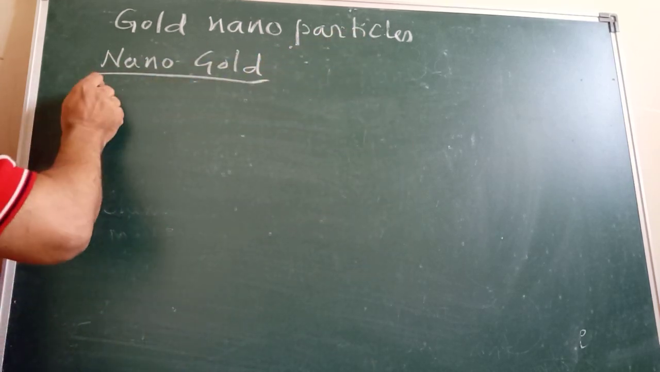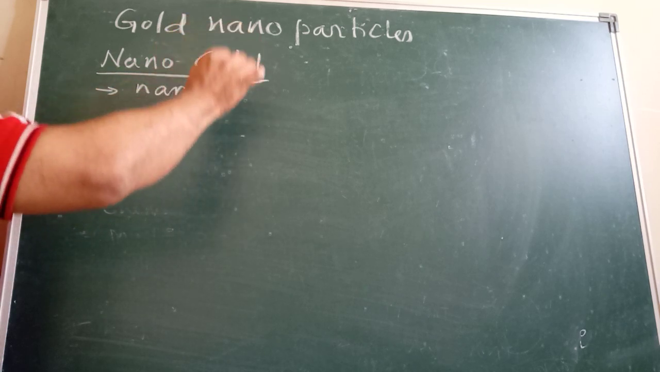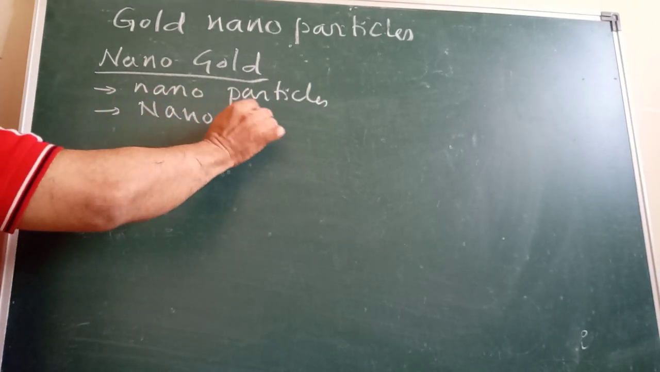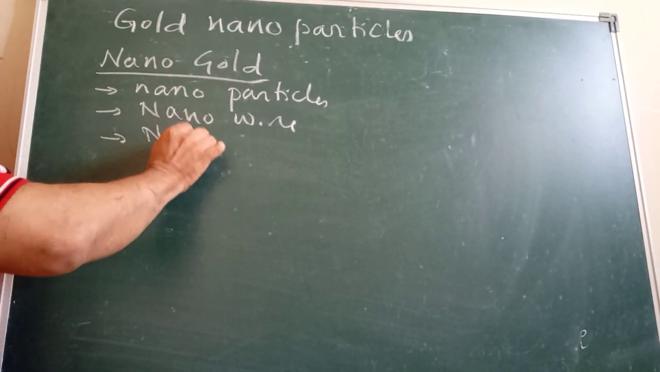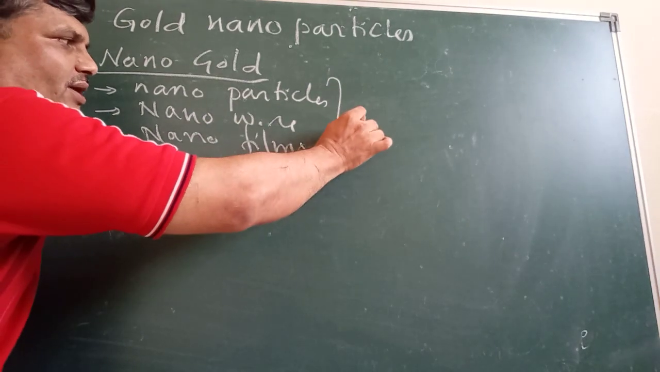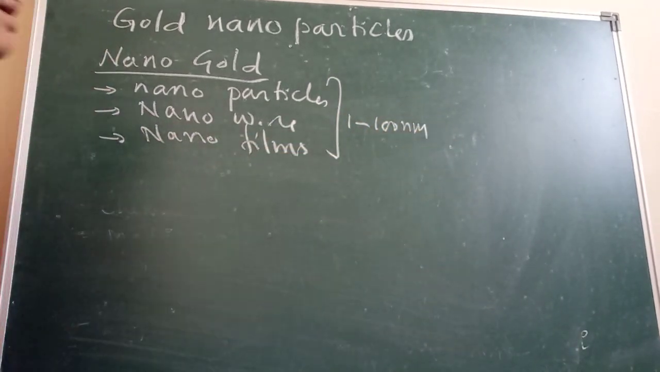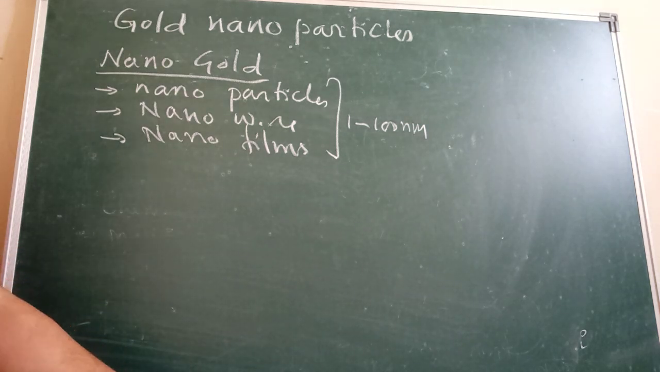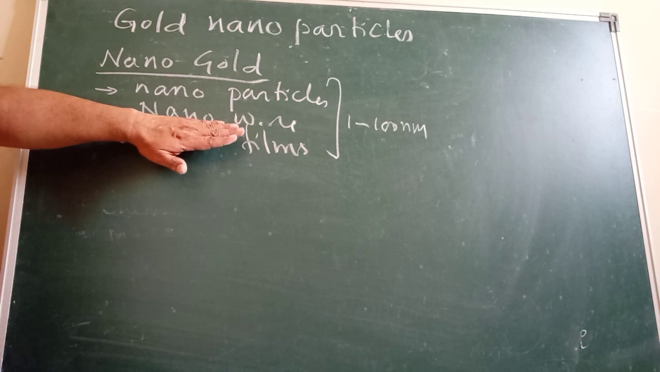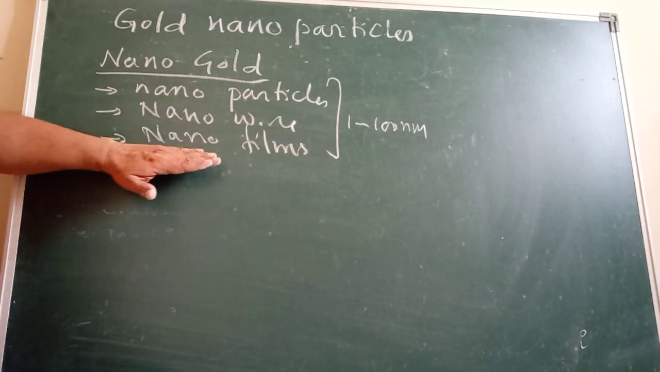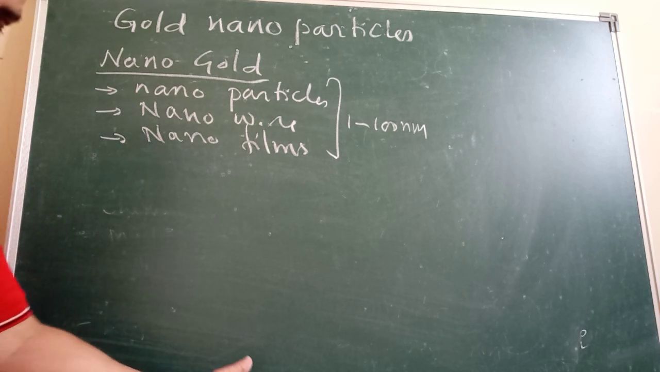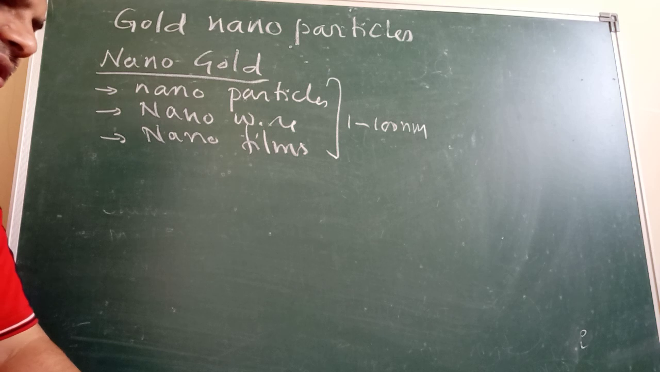Gold nanostructures are given in the form of nanoparticles, nanowires and nanofilms. All of these have sizes of 1 to 100 nanometers in at least one dimension. In a nanoparticle, all three dimensions are 1 to 100 nanometers. In a nanowire, two dimensions are 1 to 100 nanometers. In the case of nanofilms, one dimension is 1 to 100 nanometers and the other dimensions are larger than nano.